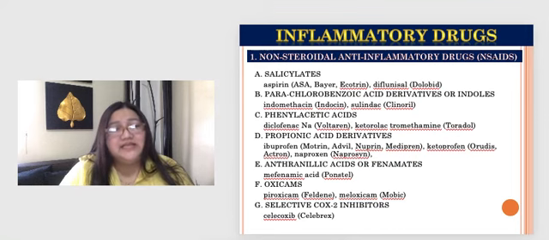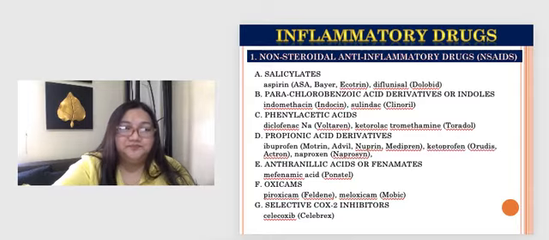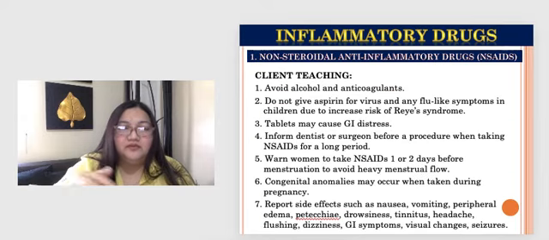And lastly, the newest of all the NSAIDs, yung celecoxib. Celecoxib, among all of these NSAIDs, causes the least GI distress. So, mahal din siya sa mga over-the-counter drugs na pwede nyong mabili for pain. Okay? So, again, siya ay isang COX-2 inhibitor.